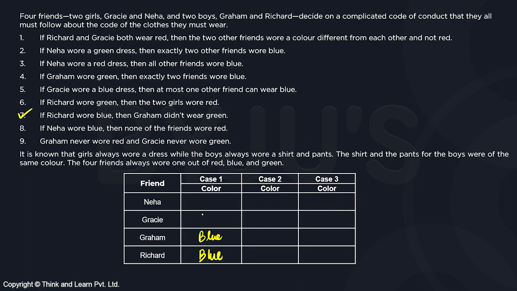Okay. Now, what about Gracie? Richard and Gracie, they both are not wearing red here. So we have exactly, we are done with this. We are done with 6th. We are done with 1st. We are kind of done with 9th.